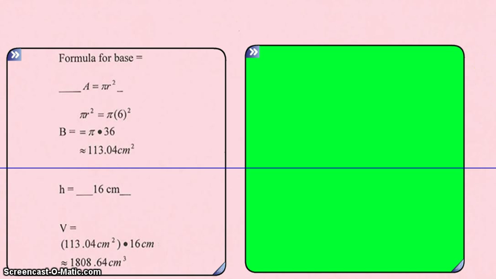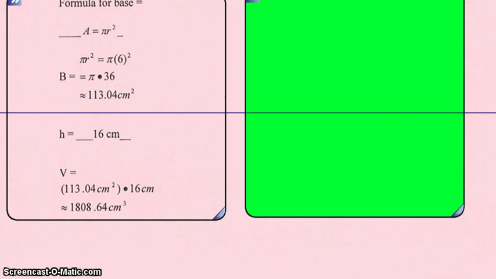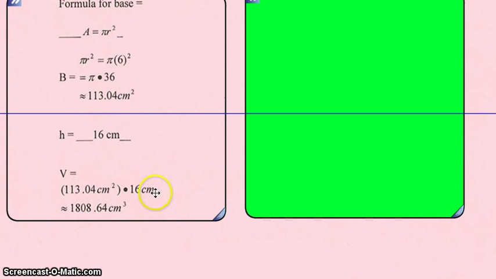For this cylinder, the radius was 6, which is half of the diameter. So in order to find the area of the base, we have to take pi times 6 squared, or pi times 36, which is about 113.04. The height is 16. When you multiply the area of the base times the height, you get 1,808.64 cubic centimeters. If you rounded differently than me in the area of the base, yours might be a little bit different, but it shouldn't be too far off.